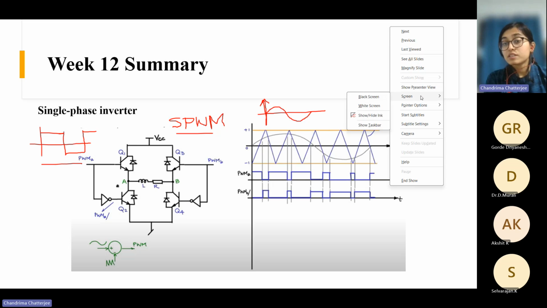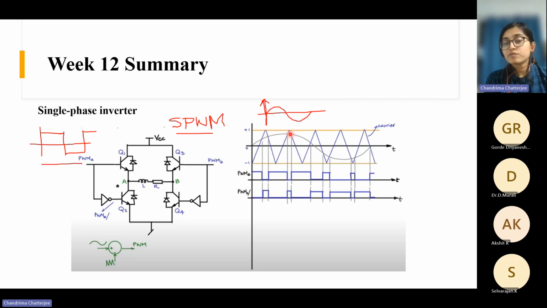Just a minute. You have this carrier wave whose frequency is very high compared to the fundamental 50 hertz waveform. It has a frequency in the kilohertz, a few kilohertz, maybe 10 kilohertz or 20 kilohertz or 50 kilohertz. And you have this reference waveform. This reference waveform can be a sine wave. It can also be a square wave.